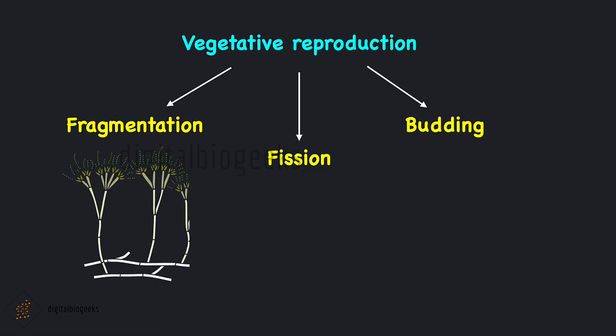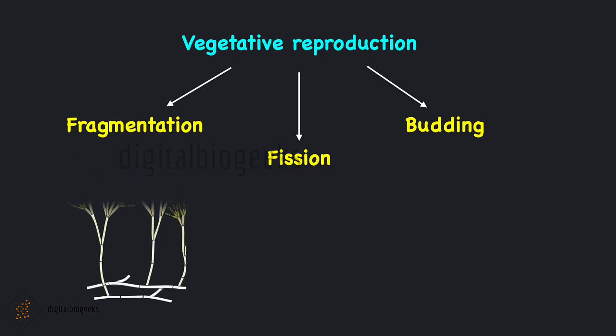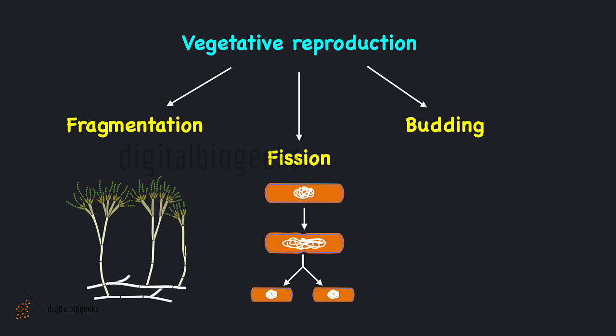In fragmentation, a mature organism breaks into two or more fragments and develops into a new organism. Here, a hypha gets detached from the mycelium and develops into a new mycelium or a new fungus. In fission, a single cell undergoes nuclear division and divides into two cells. This can be seen in yeast.